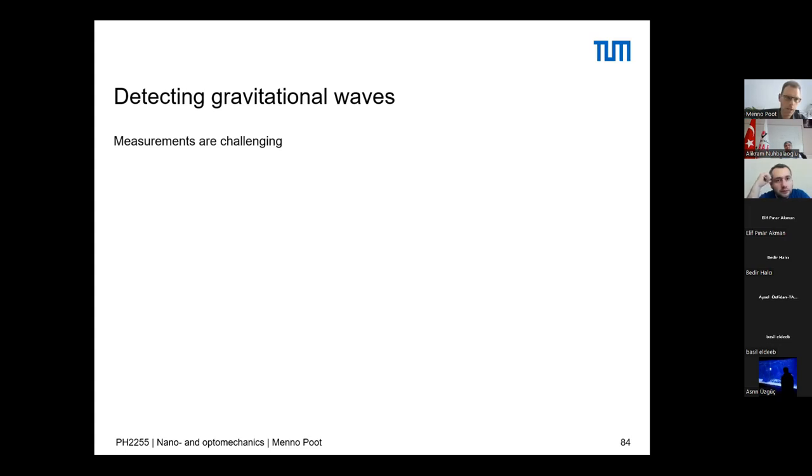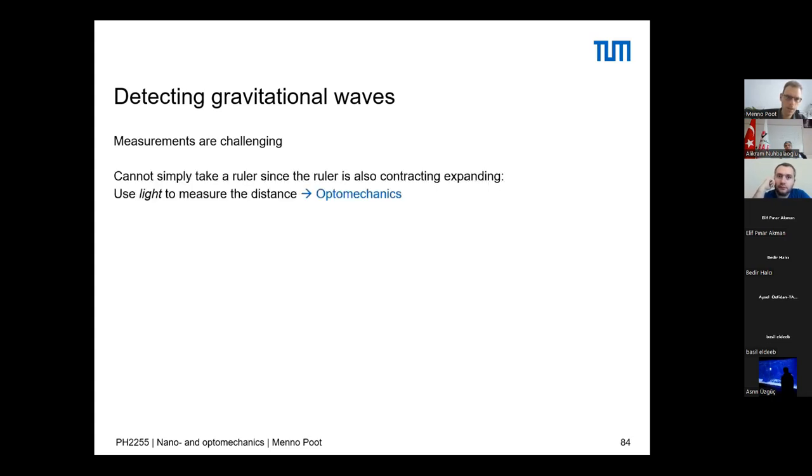Another complication is that, even if you would have very good eyes and a very good ruler, you simply cannot do the measurement that way, because the ruler also consists of particles. There are atoms in there. So also the ruler will be expanding and contracting periodically. Instead, you have to use light to measure the distance between these particles. In other words, you have to use light to detect motion, to detect displacements. That is, in other words, optomechanics.